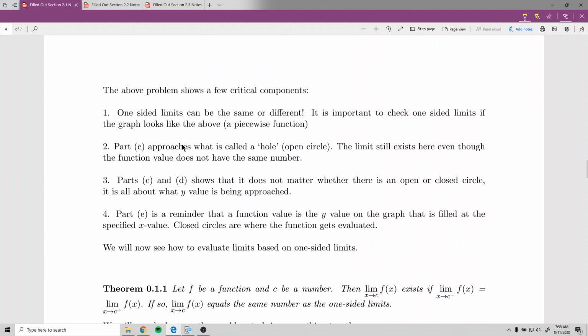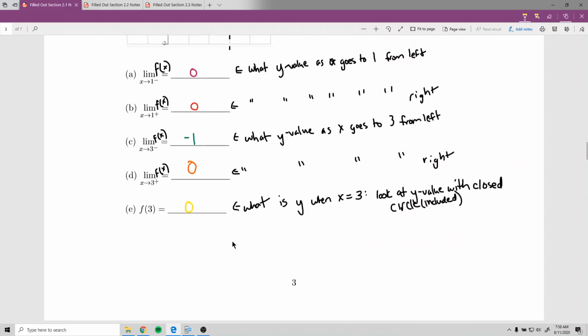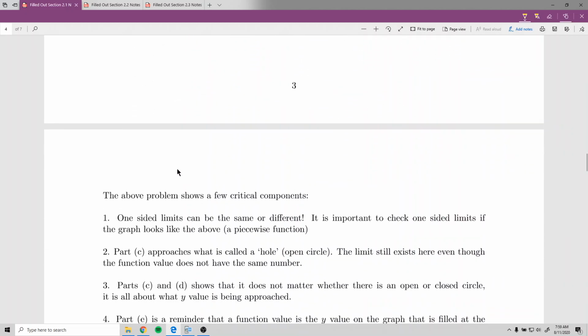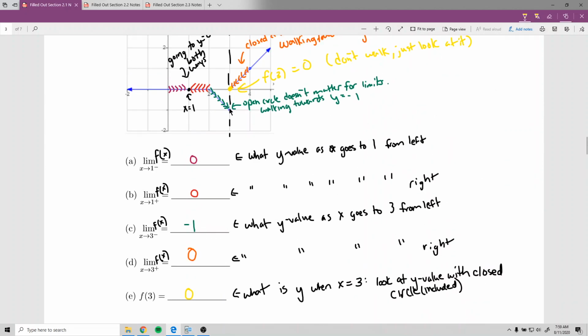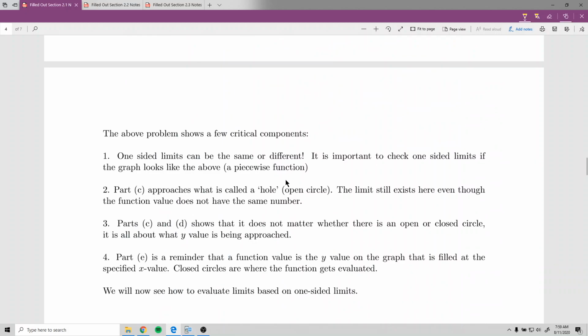Right. Here I'm just outlining a few things about the problem above. One is that the one-sided limits can be the same or different at some point. So at x equals 1, the one-sided limits were the same. At x equals 3, they were different, and that's okay. Part C approaches what is called a hole. So an open circle on a graph is called a hole. The limit still exists here, even though the function value does not have the same number.